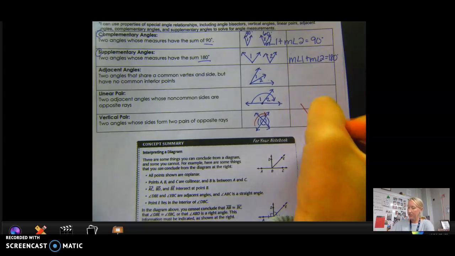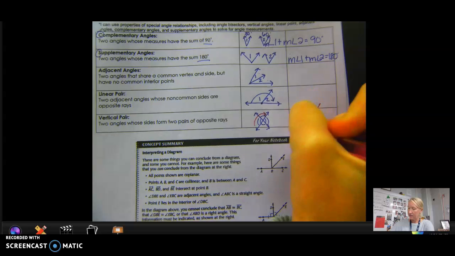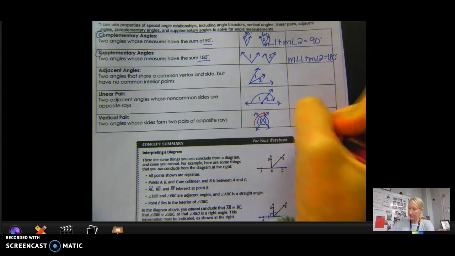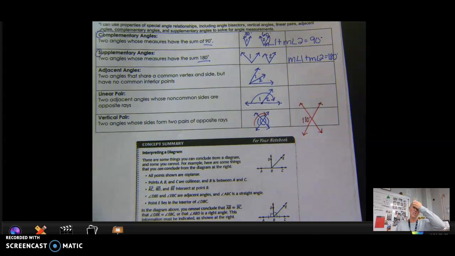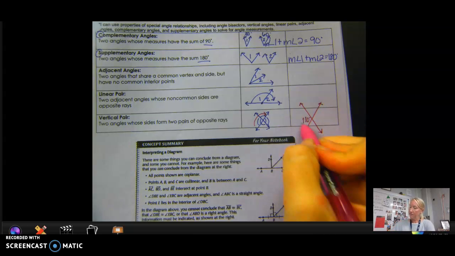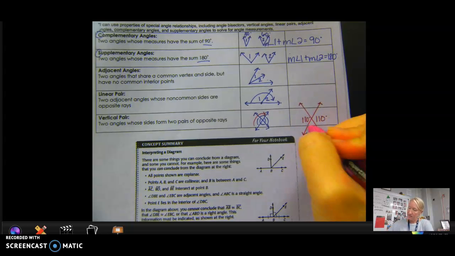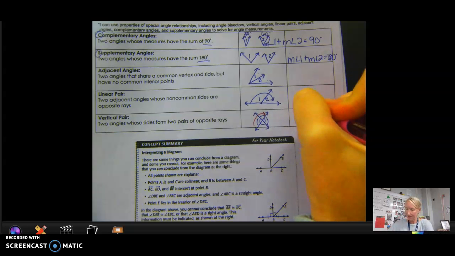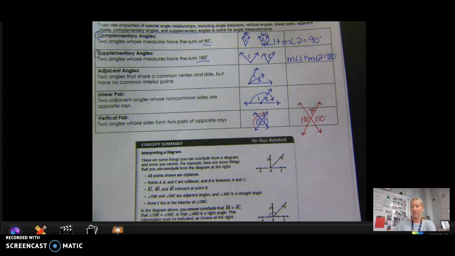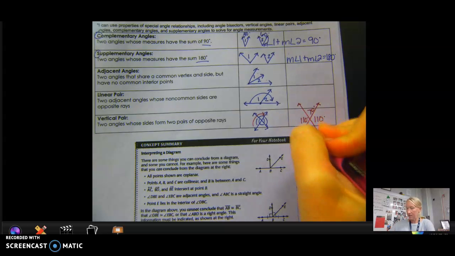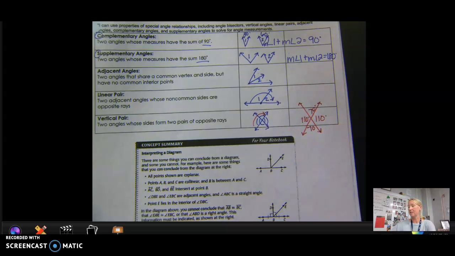So one thing I could give you is I could give you this drawing and I could say that this is 110 degrees. Just by knowing that, you should be able to put in all the other angle measures. Okay, vertical to that would be 110 degrees also. Then this angle plus this angle make a linear pair or a supplementary, so that would be 70 degrees because 70 plus 110 is 180. And then that would make this 70 degrees because vertical angles are congruent. Okay.